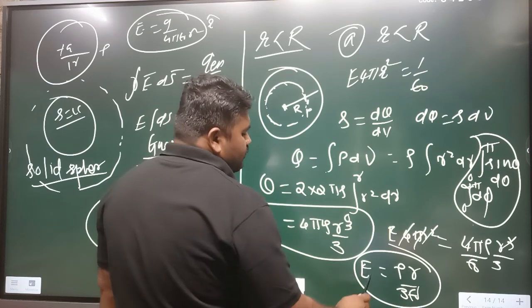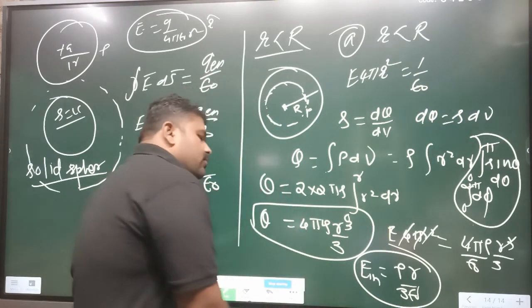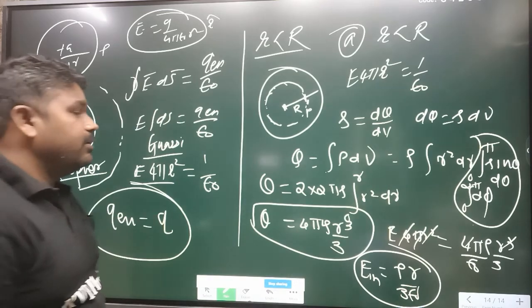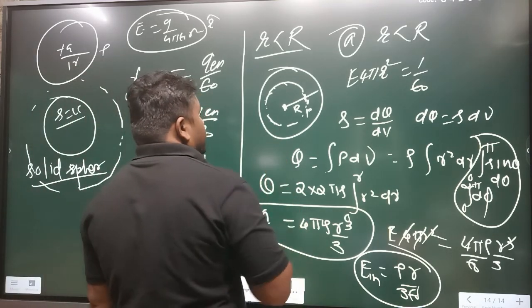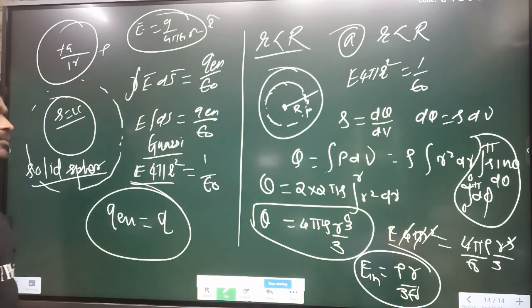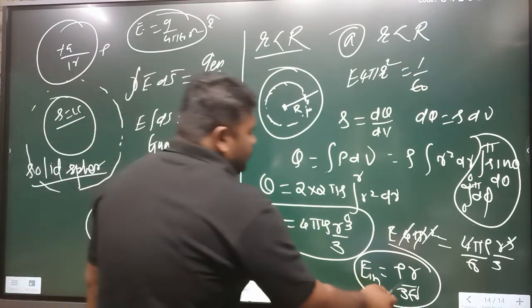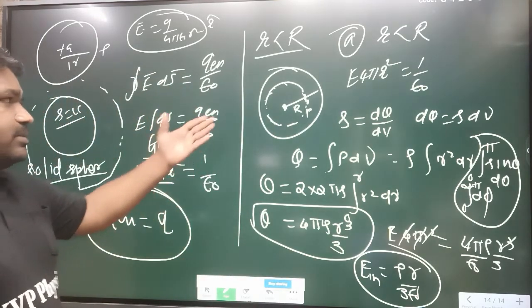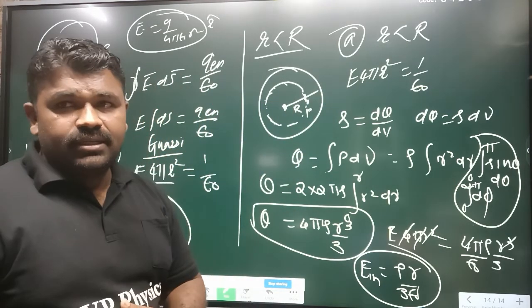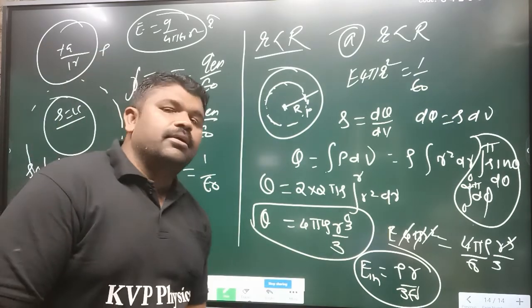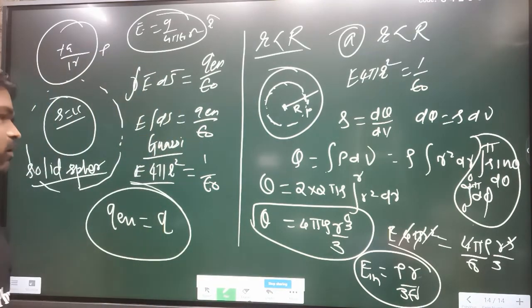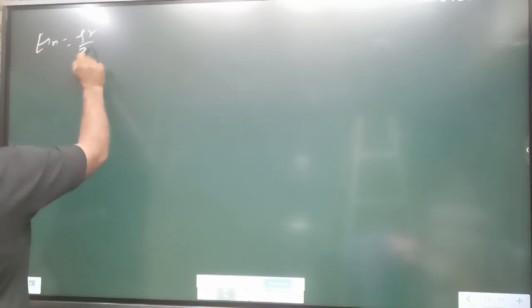Inside, outside. Inside, E in is equal to rho r upon 3 epsilon naught. Got it? Spherical system. Sphere. Electric field inside rho r upon 3 epsilon naught. Got it? Inside R changing, number of charges increases. Number of charges increases, electric field increases. Got it? What is the electric field inside? E in is equal to rho r upon 3 epsilon naught.